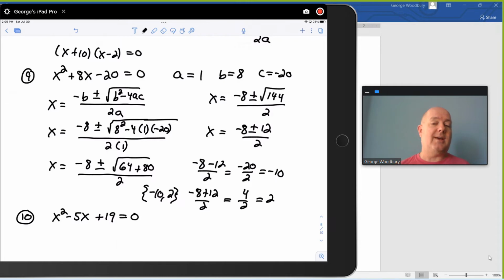Let's try problem 10. If you remember from the completing the square video, these solutions were complex, and so that means that we can't solve this by factoring. And because the coefficient of the x term is odd, I really think that completing the square isn't the best way to go after this.